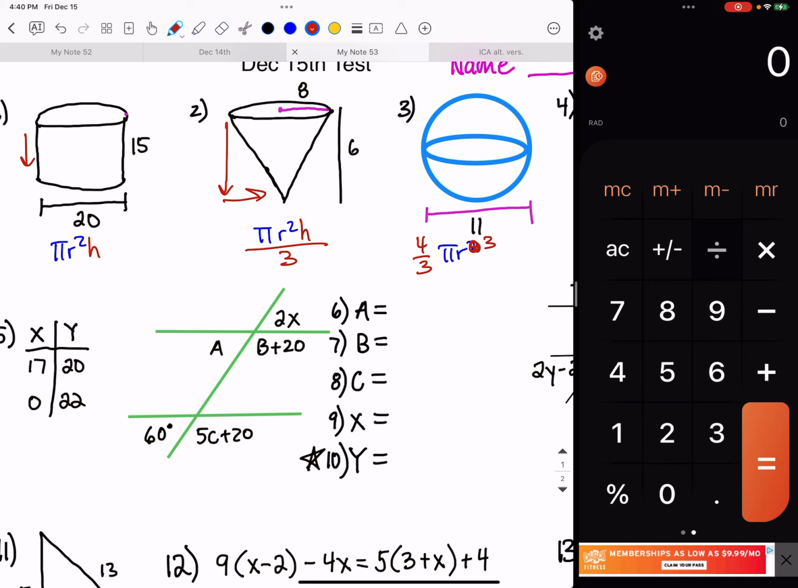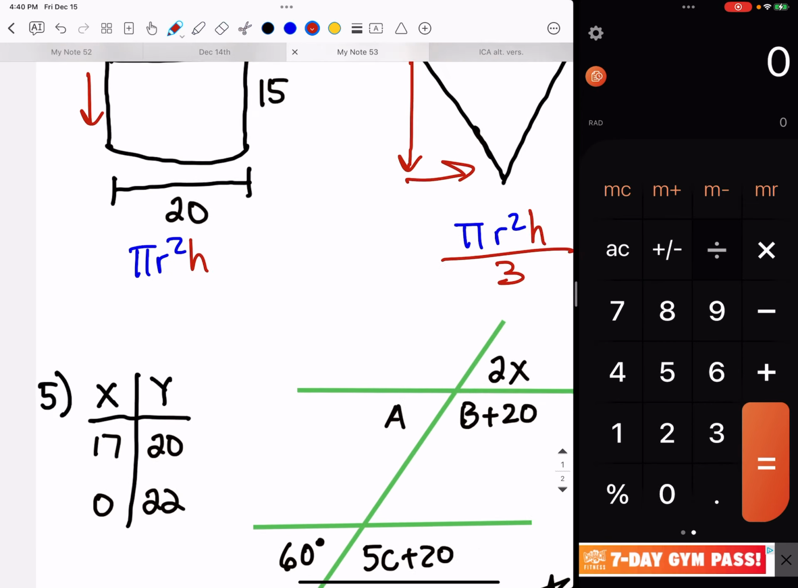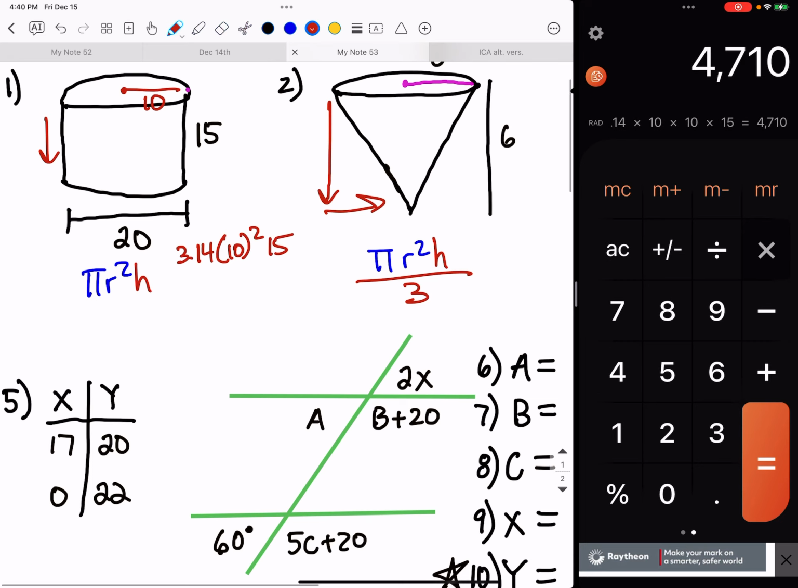Okay. So let's do, why does it seem dark? Okay, let's do that. This one, let's see, 3.14 times the radius is 10, not 20. So times 10 twice, times 15. 3.14 times 10 times 10 times 15 is 4,710 units cubed.